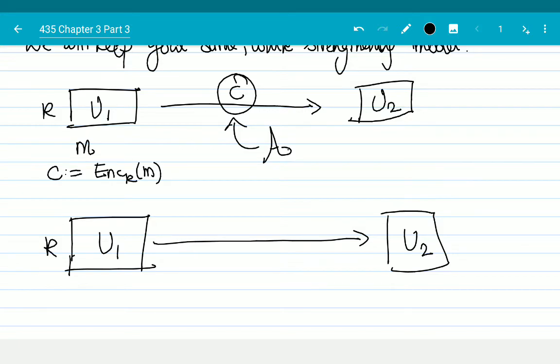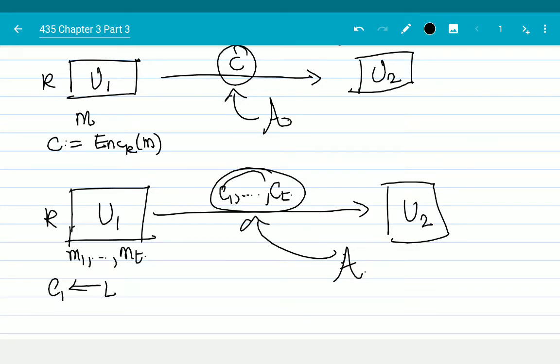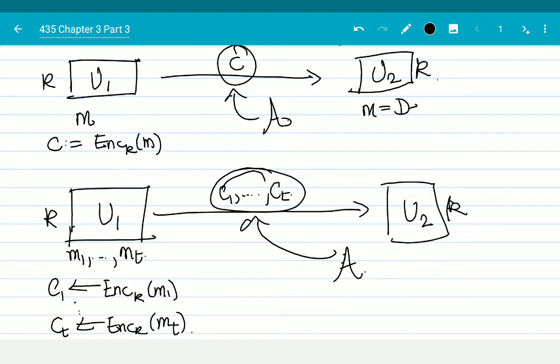And it's still being encrypted by some key K. However, this time, instead of just one message, the adversary can see multiple messages M1 ... MT encrypted by the same key, giving ciphertexts C1 ... CT, where Ci is the encryption under K of Mi, so that Mi is equal to the decryption under K of Ci.